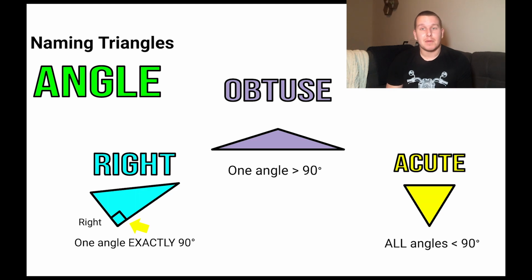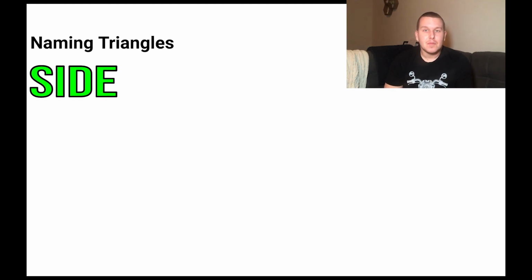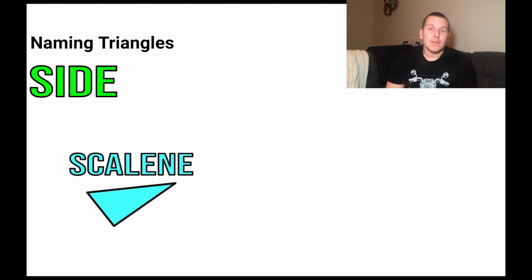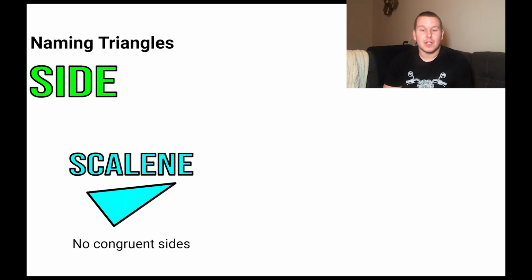Let's talk about the type of names we can use for sides. The first type of triangle we have for sides is a scalene triangle. And a scalene triangle has no congruent sides. And congruent really means is they don't have equal sides or similar sides. So you can see in this scalene triangle, we have three sides that are all very different from each other. So that is considered a scalene triangle.